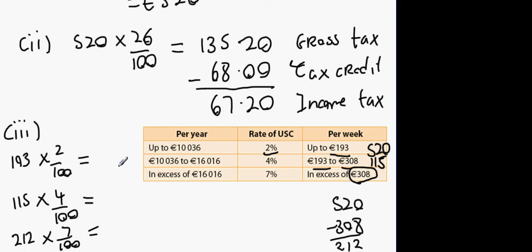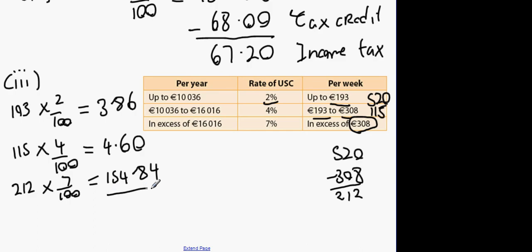So the first one is €3.86. The second one is €4.60, and the final one, €154.84. Okay, €154.84. Add them together, and what you get? €163.30, and this is your USC, your final USC.